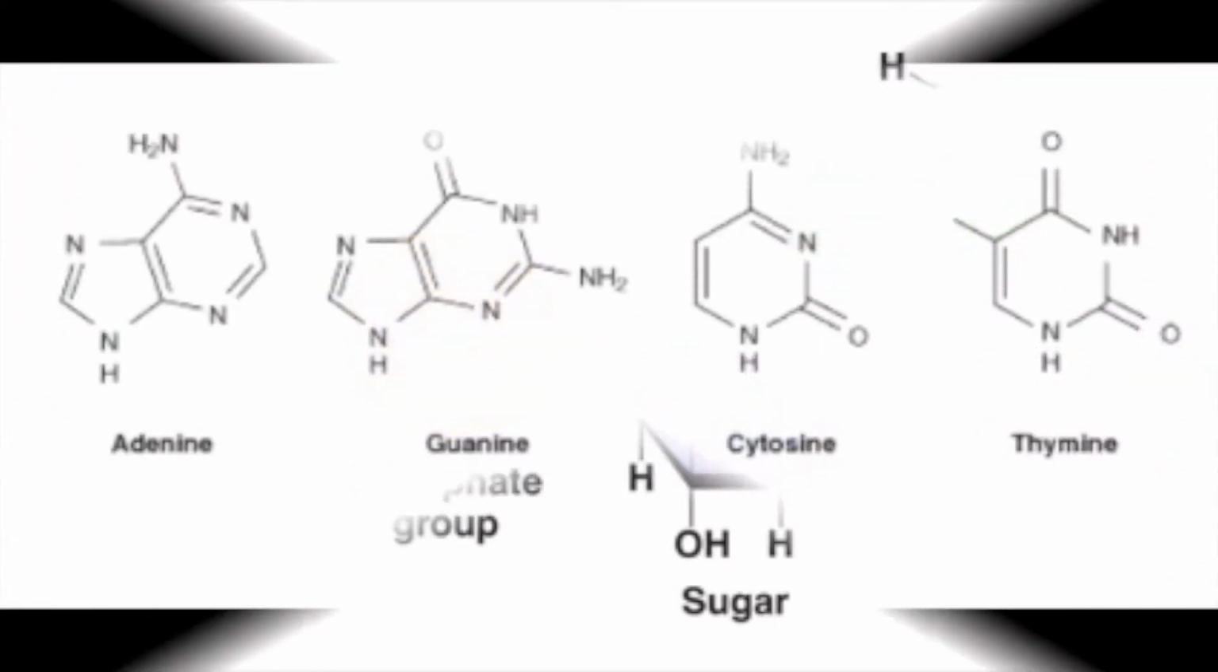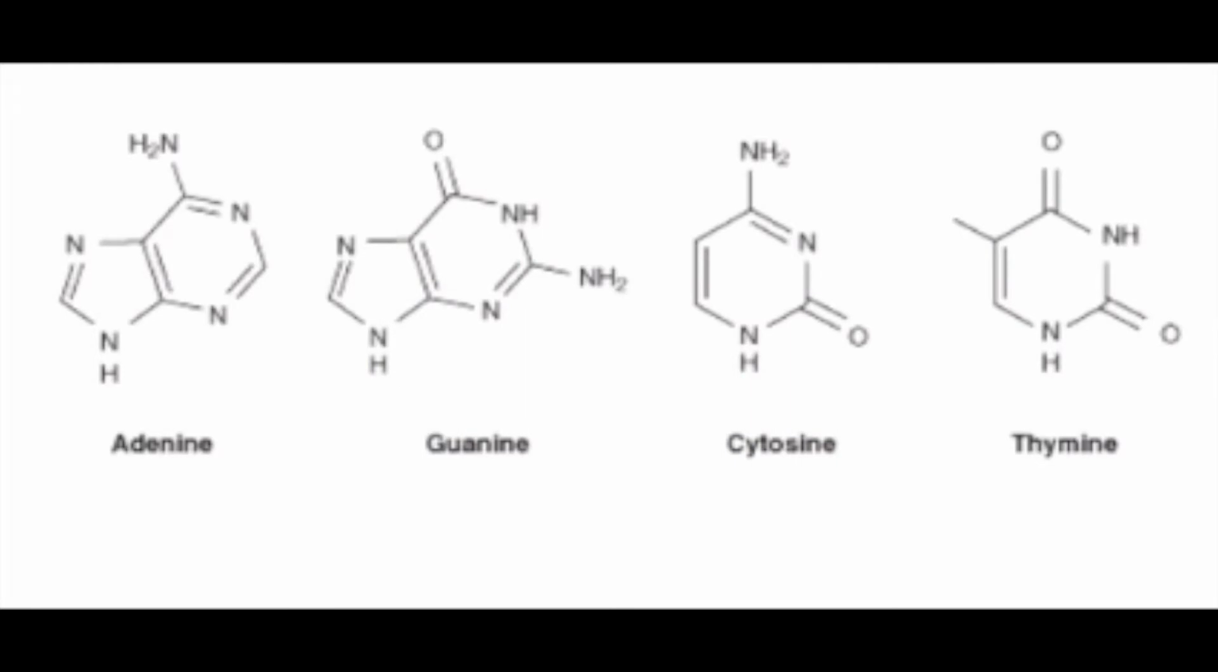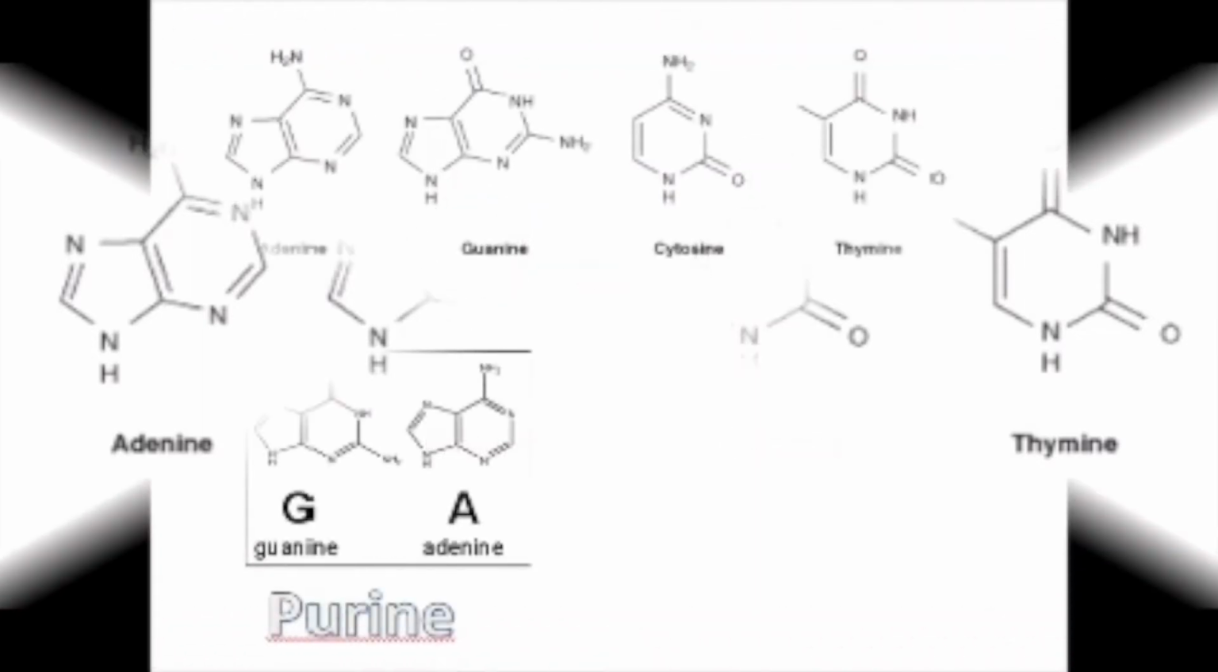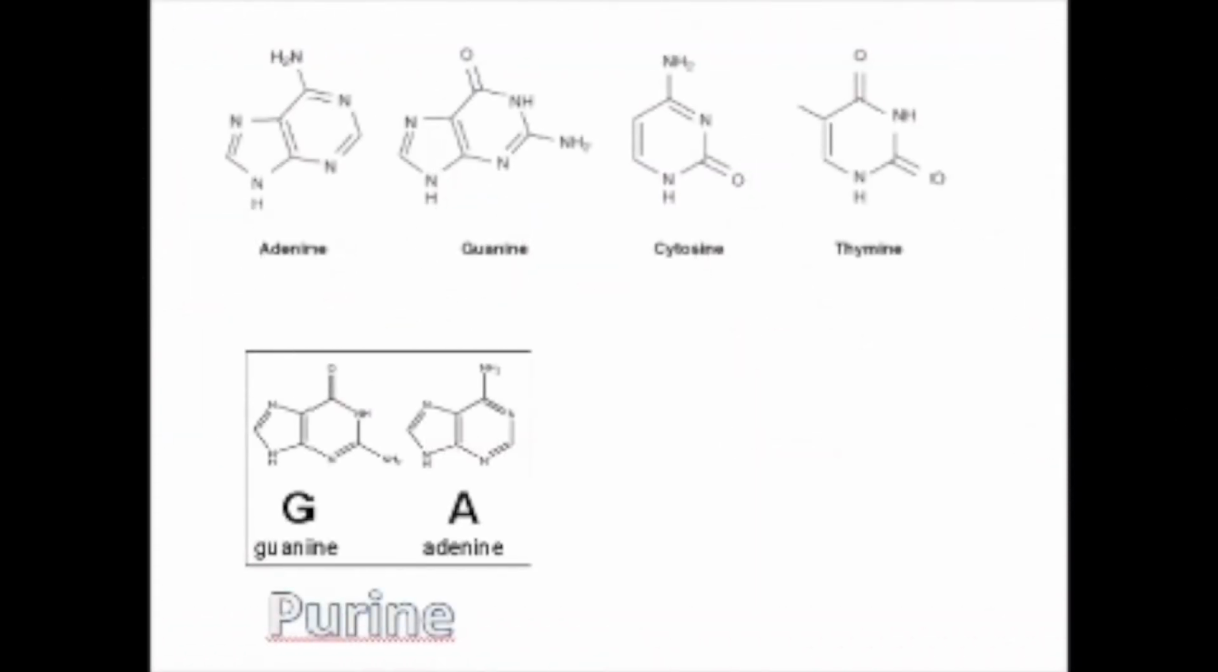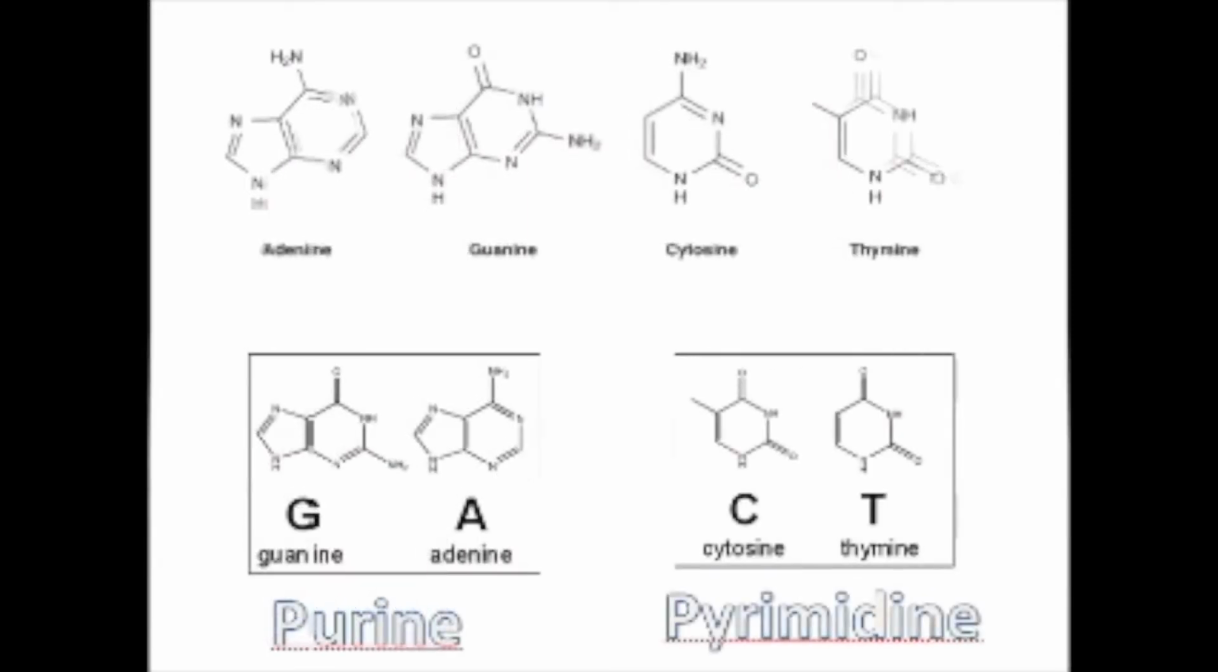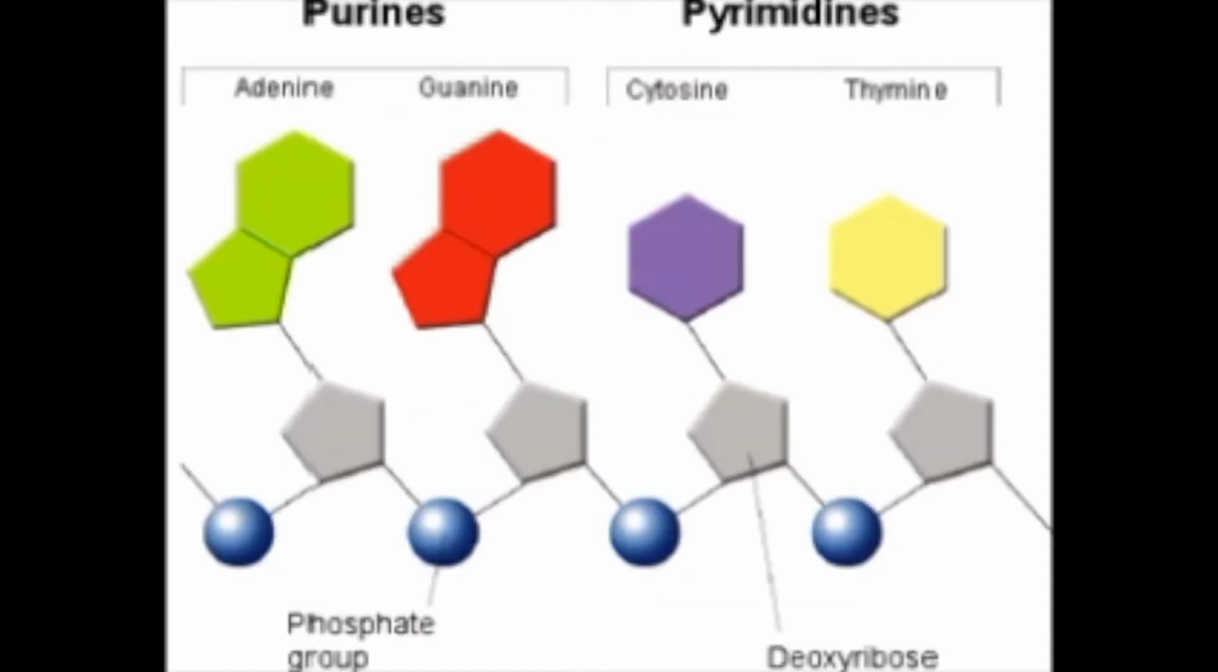Going further, there are 4 different nitrogenous bases in DNA, including adenine, cytosine, guanine, and thymine. These nitrogenous bases can be split into 2 categories. The first is 2 purine bases, which are composed of adenine and guanine. The other is 2 pyrimidine bases, made up of cytosine and thymine. Purine bases have 2 carbon-nitrogen ring bases, while pyrimidine only has 1 carbon-nitrogen ring base.